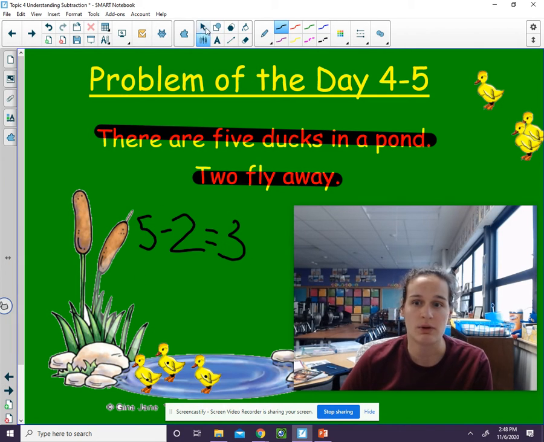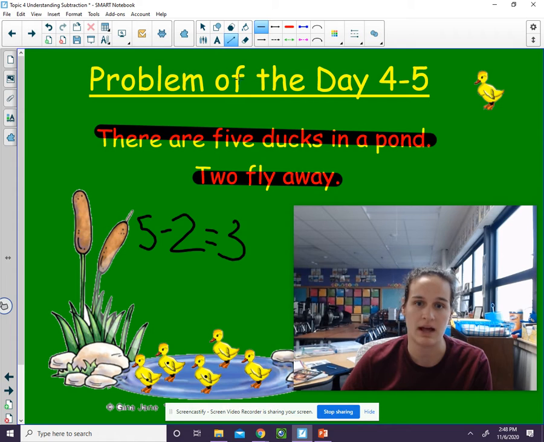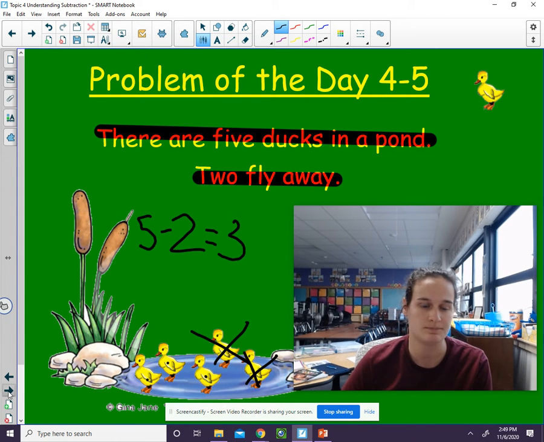That's kind of similar to what we were working on yesterday. Because if I put these duckies back down here, instead of making them actually fly away, I could have just crossed them off. Cross those 2 off. They're no longer there, and we would be left with 3.